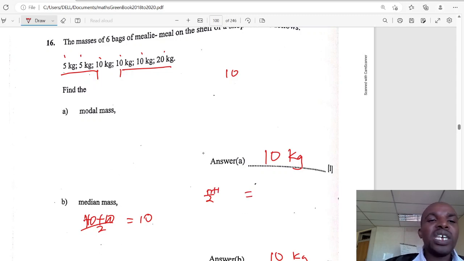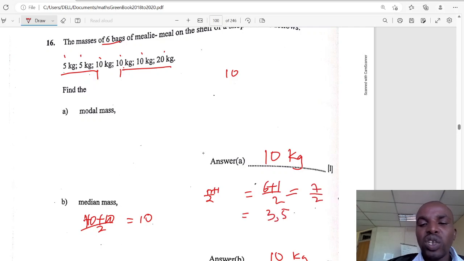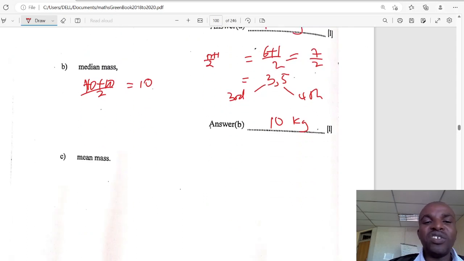So the number of values is 1, 2, 3, 4, 5, 6. There are 6 bags, so that's your n. 6 plus 1 over 2 is 7 over 2, which is 3.5. So it means the median is between the third and the fourth value. That's where you can find 3.5. So you find the third: 1, 2, 3. The third is 10, the fourth is 10. You take the 2 numbers, 10 plus 10, you add them, you divide by 2.